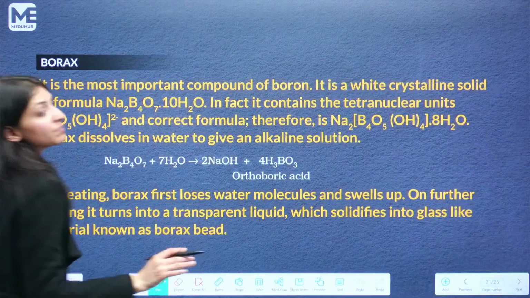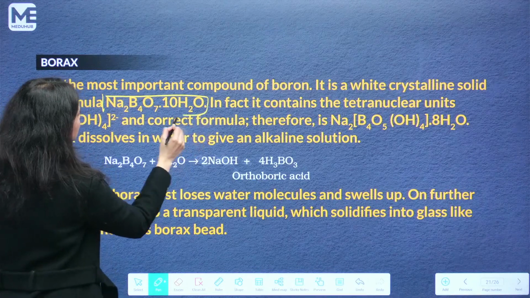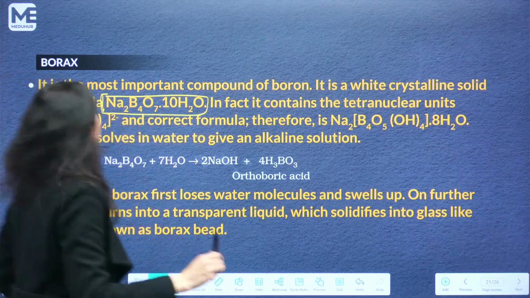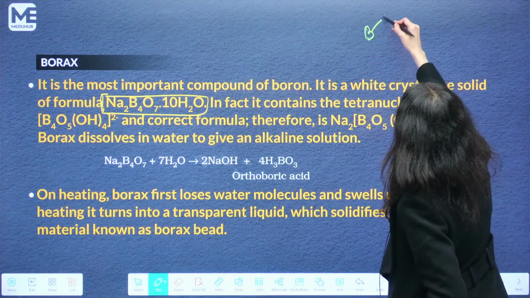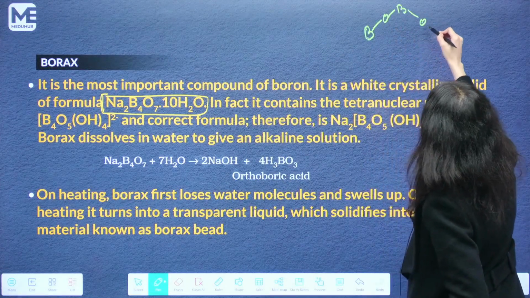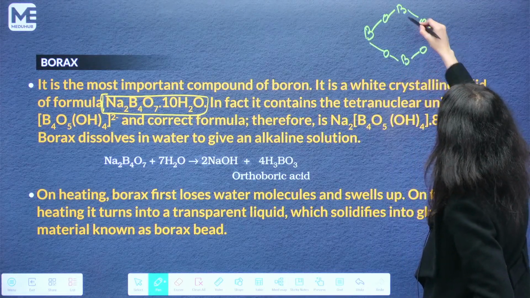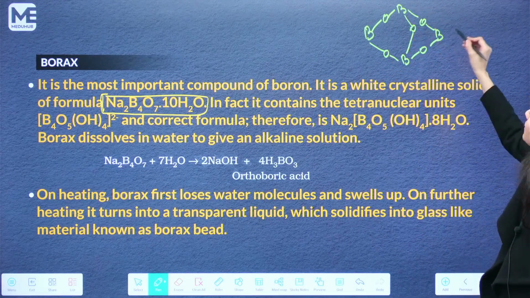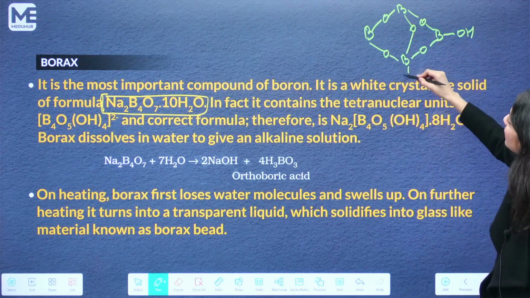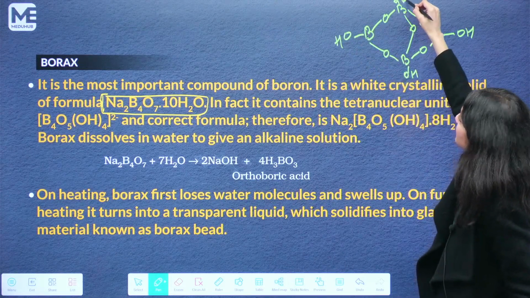Borax is the most important metaborate, and the formula is this one here. So, what happens in borax? The structure of borax is like this. Look here, what's happening to boron. So, we have B-O-B bonds, and every boron has an OH attached to it. So, this is the ion that is present in borax.